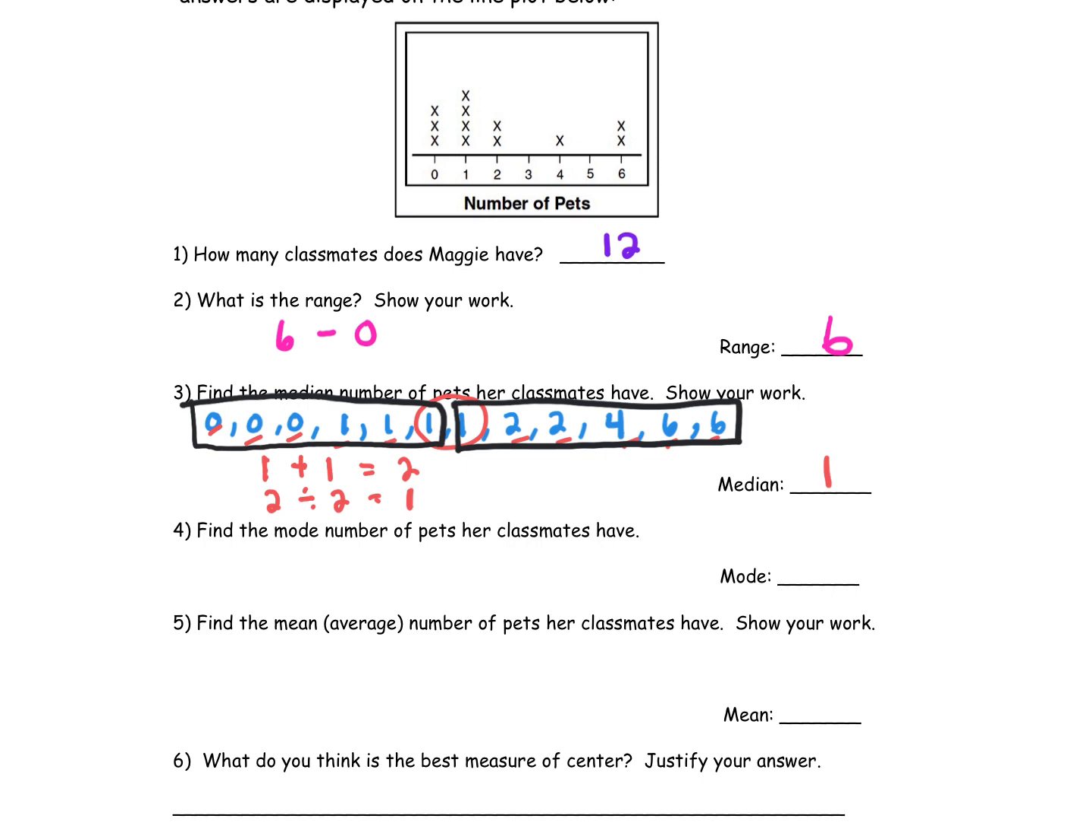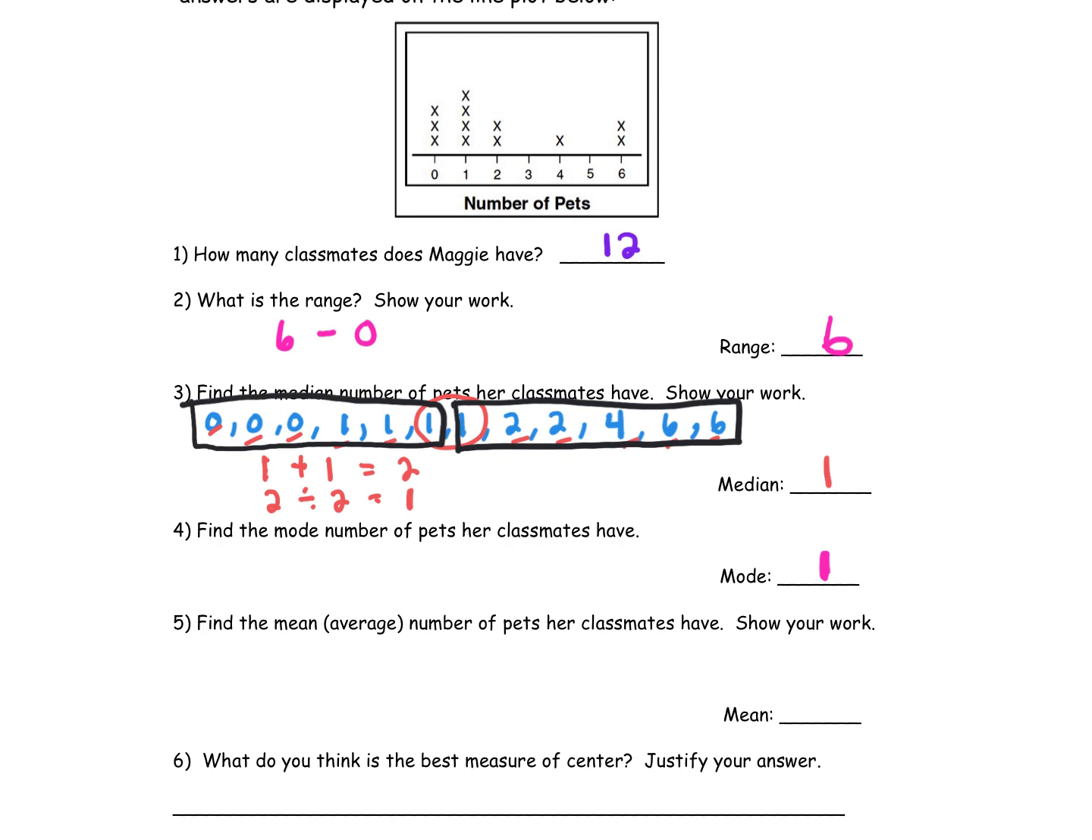Our next question asks us to find the mode. And the mode is the answer that's given most often. What's nice about a line plot is it's easy to spot because it's visually represented for us that the number of pets that was most frequently answered was the number 1. So the mode is the number 1.